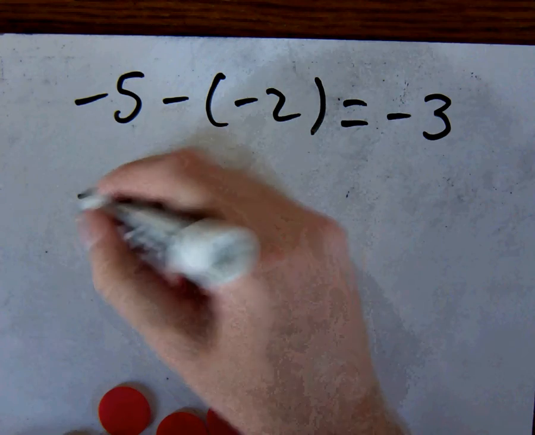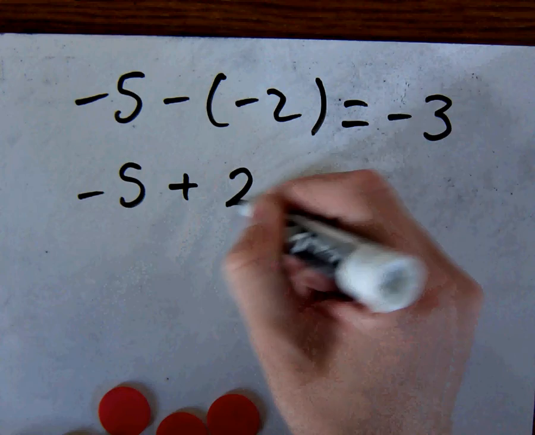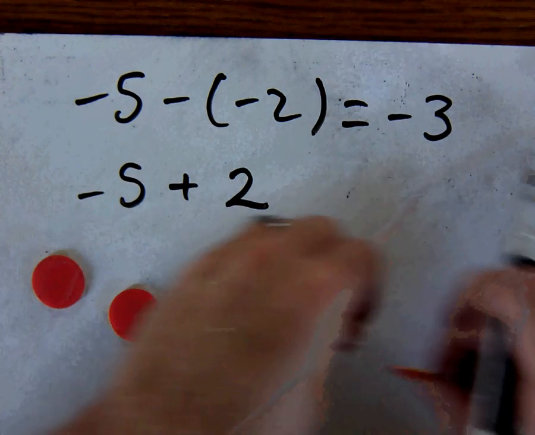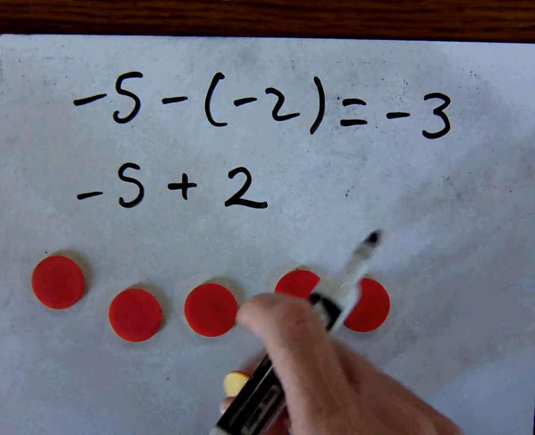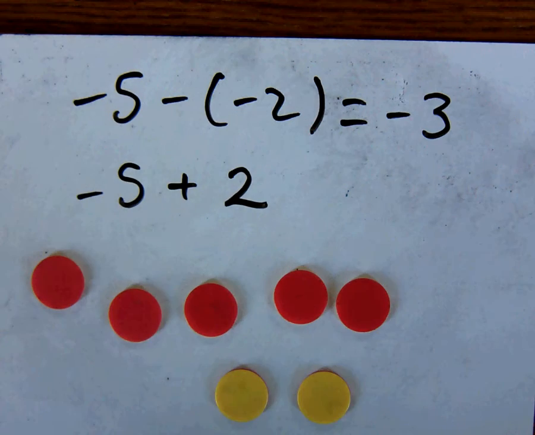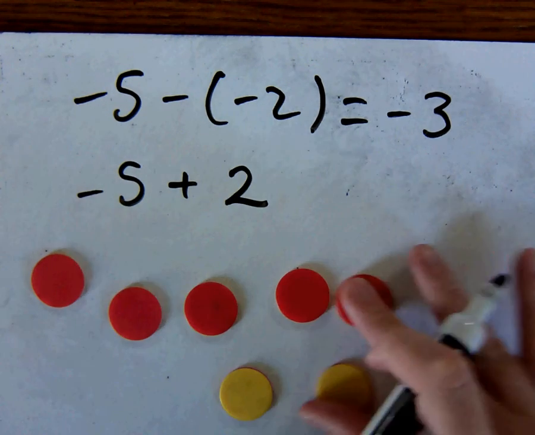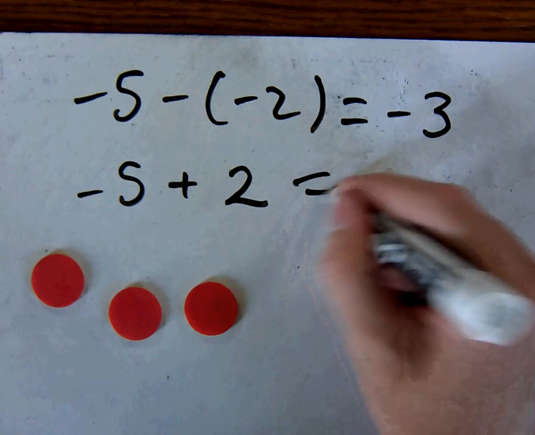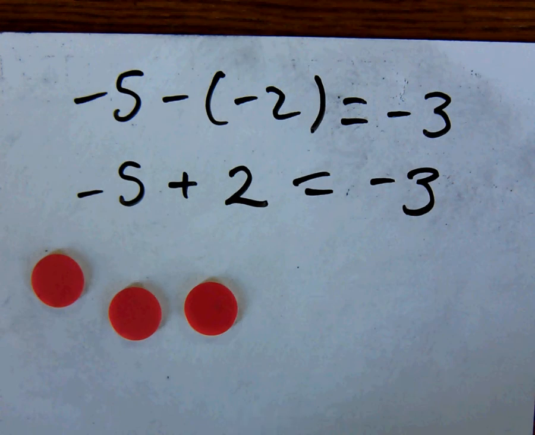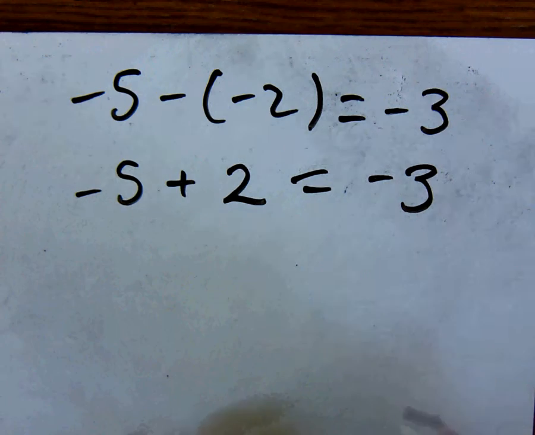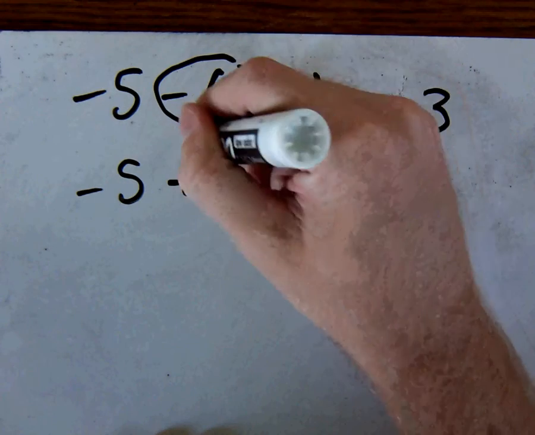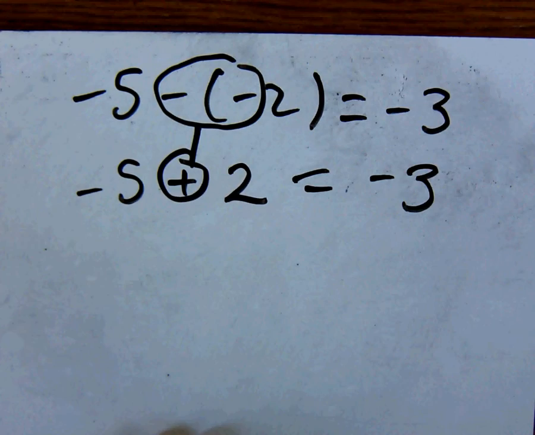Compare that to negative 5 plus 2. We have negative 5, and we're going to add 2 positives. Again, zero pairs. These two cancel each other out, so this is gone, this is gone. This is equal to negative 3 as well. So again, the minus a negative is the same thing as a positive.